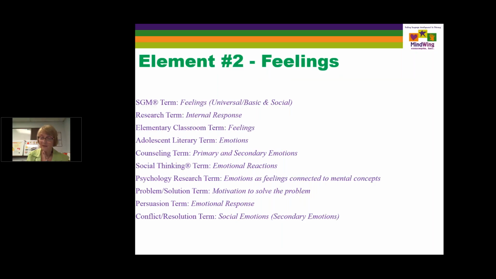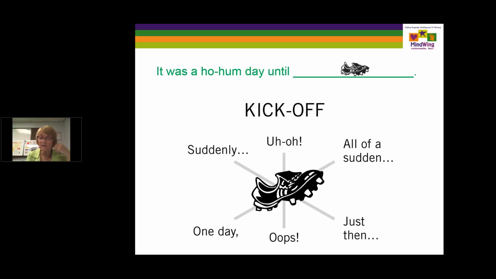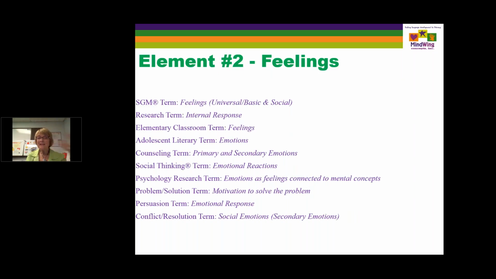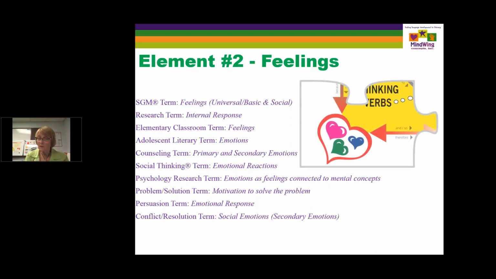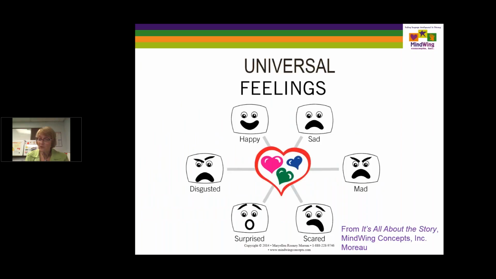So the kickoff is signaled by suddenly, or all of a sudden, or one day. The second element is the feelings, and of course the feelings have similar names but are treated a little differently among all of the disciplines. We call them feelings, and we call them universal feelings. We've always taught the 6 universal feelings, and social feelings as well. Here are the universal feelings: happy, sad, mad, scared, surprised, and disgusted.